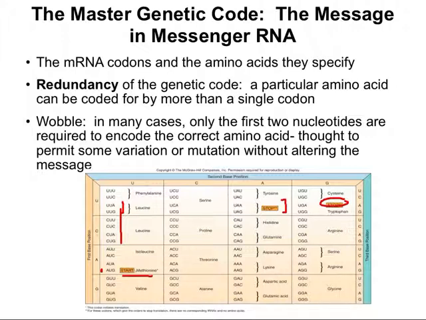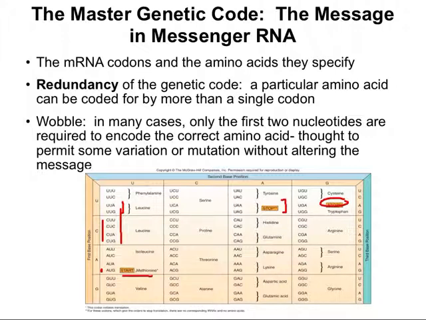Because of this, it's evident that only the first two nucleotides are often required to encode the correct amino acid. In this case, all of these begin with CU. So if a CU is there, then we're definitely going to get leucine. This is thought to permit some variation in the DNA without actually altering the message.